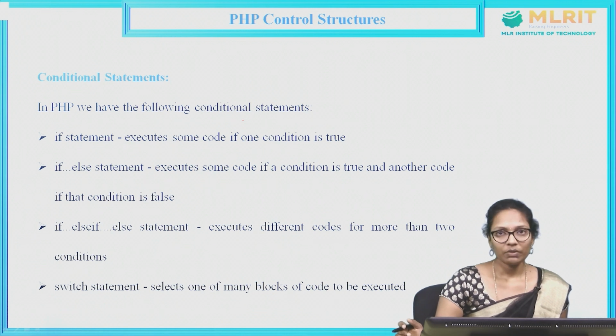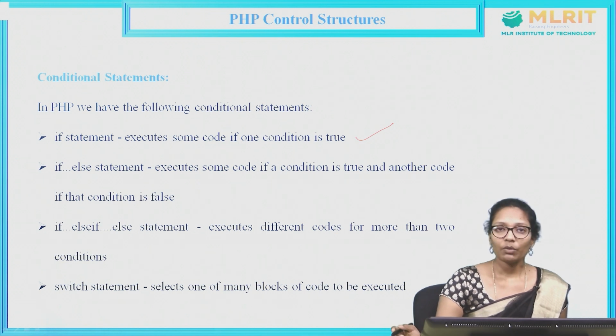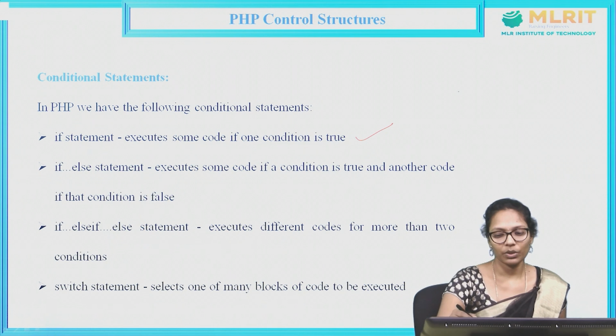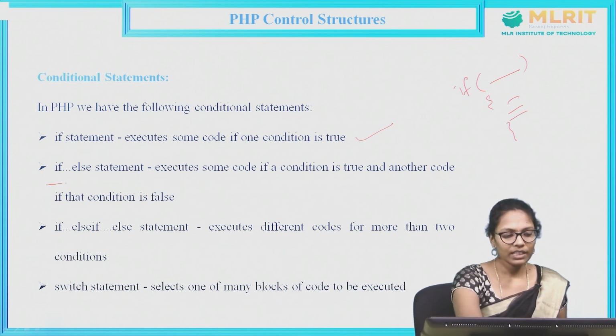So what are the different conditional statements we have in PHP? The first one is the if statement. This is a simple if statement. We have only one condition here. If the condition is true, then the block will be executed. The syntax is like this: if of condition, if this condition is true, this block of statements will be executed. Next is if else.